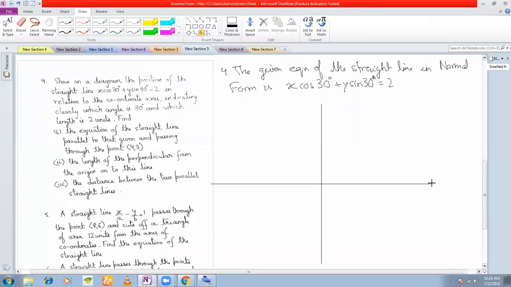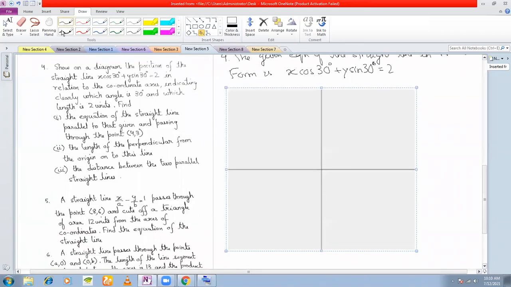So draw the straight line, a rough approximate diagram indicating clearly which angle is 30 degree, which length is 2 units. If you remember the diagram for perpendicular or normal form that I drew last time, what you will be able to see here is that you have a straight line. First of all, you have a perpendicular line from the origin, which we draw, which makes an angle of 30 degree with the positive direction. So we have drawn this perpendicular making an angle 30 degree.